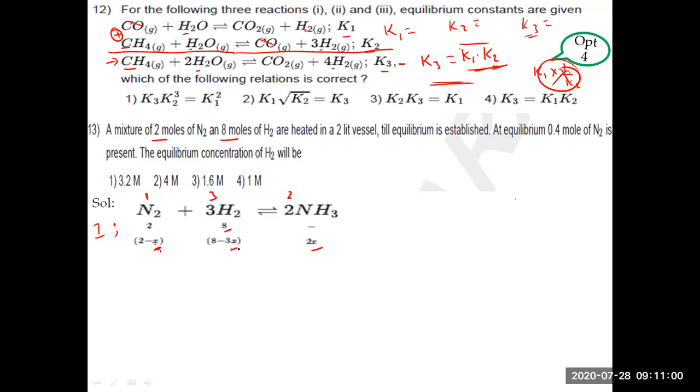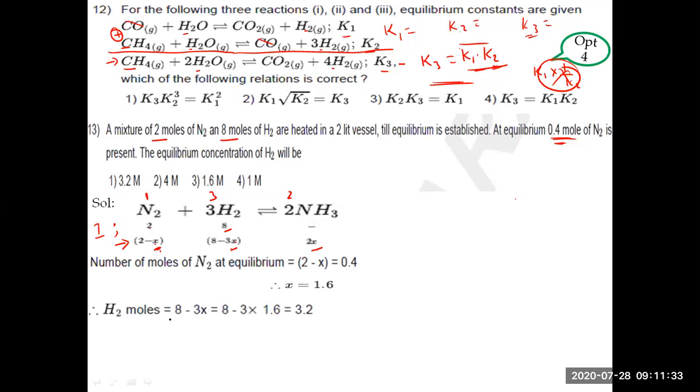So, what is the total number of moles there? Okay, before that, they have given 0.4 mole of N2 is present at equilibrium, right? What is present as per our representation here? Amount of N2 remaining at equilibrium is 2 minus X. How much is that in the problem they have given? It is 0.4. So 2 minus X is 0.4. Therefore, what is X? 1.6. Once X is found out, you can find out anything in the reaction at equilibrium.